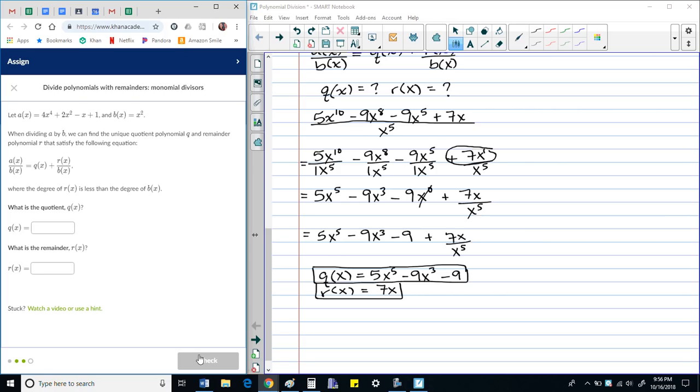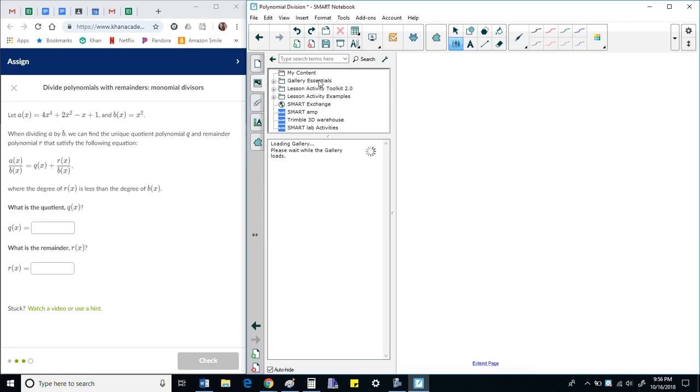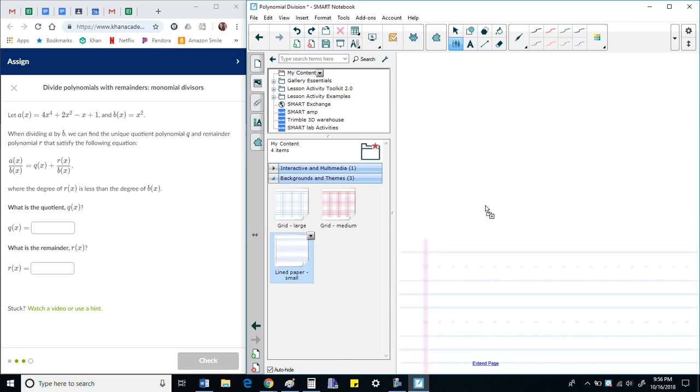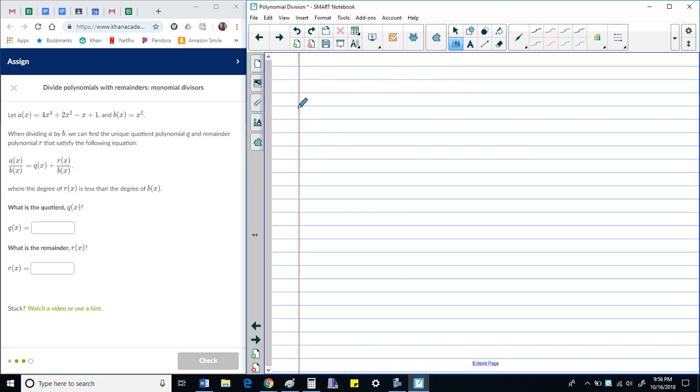Okay, all right, last one. Start a new page for this one. Okay, all right, so one more example, and then you're on your own.